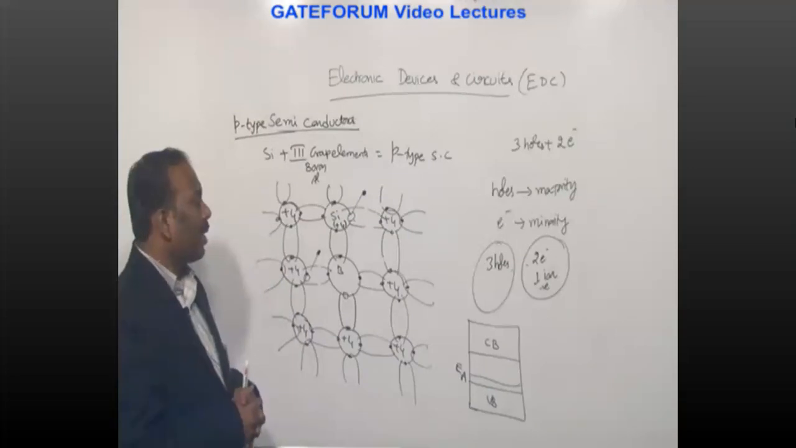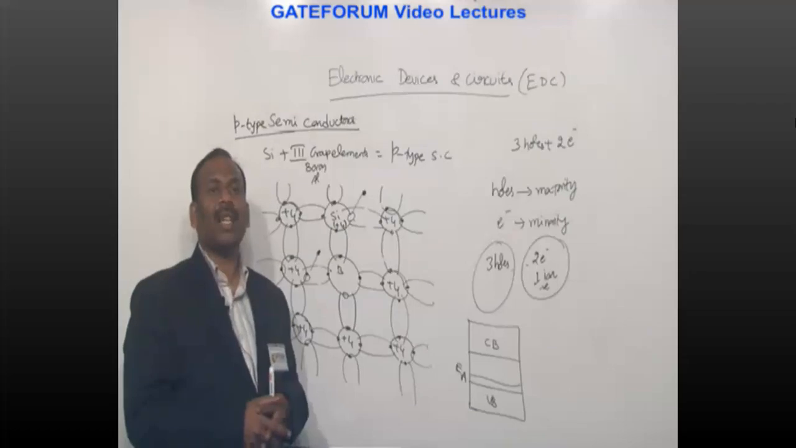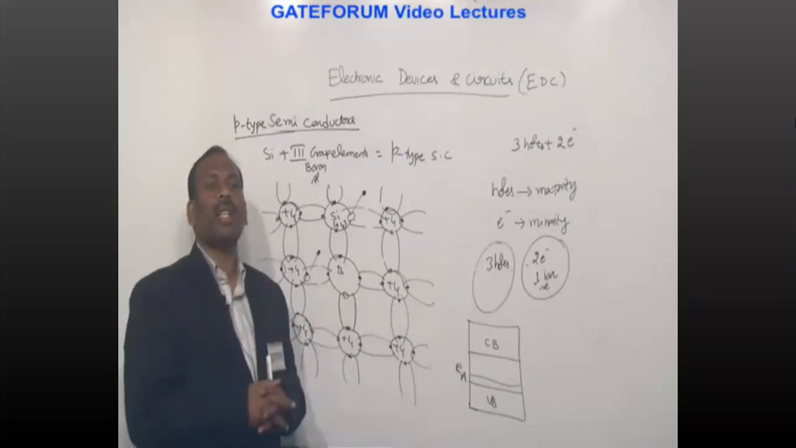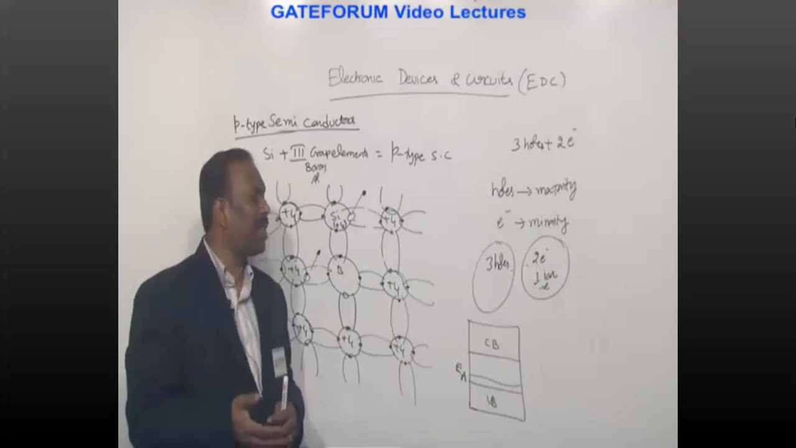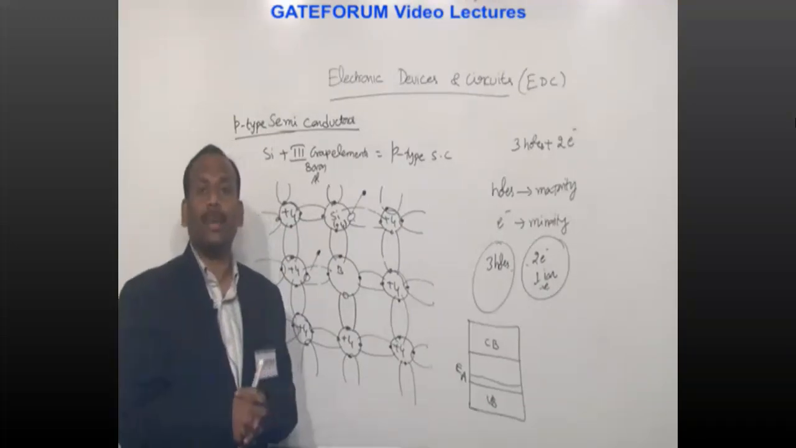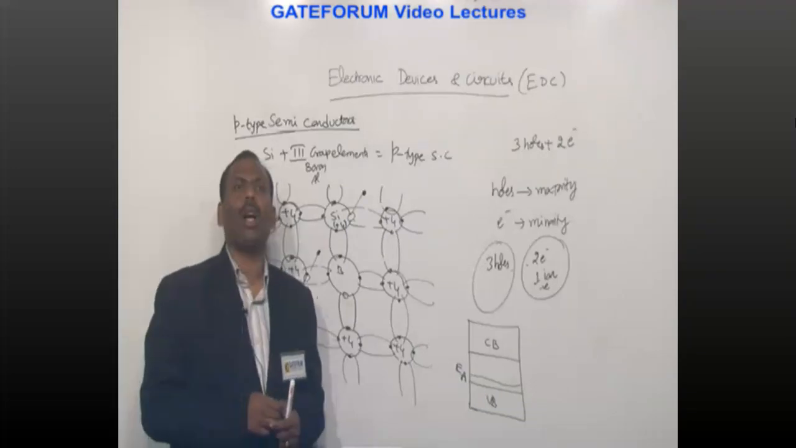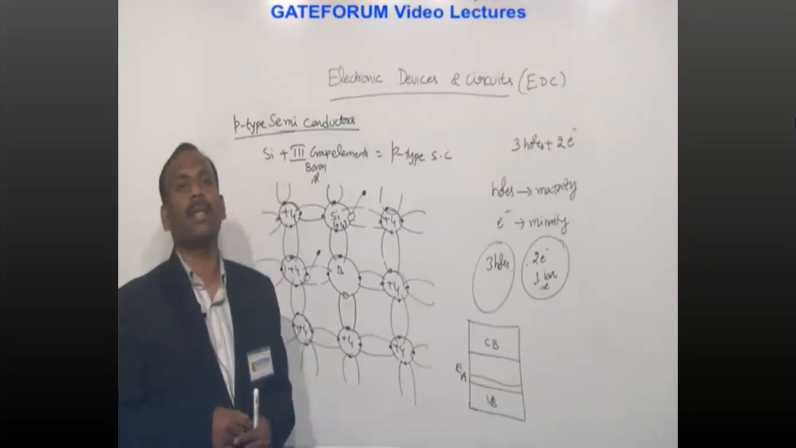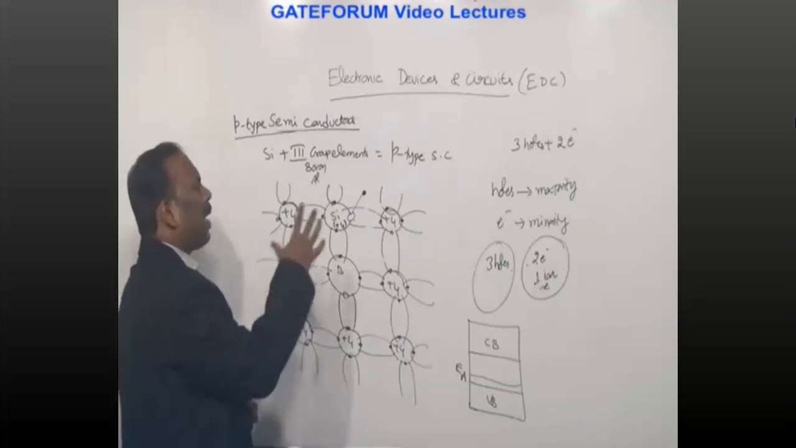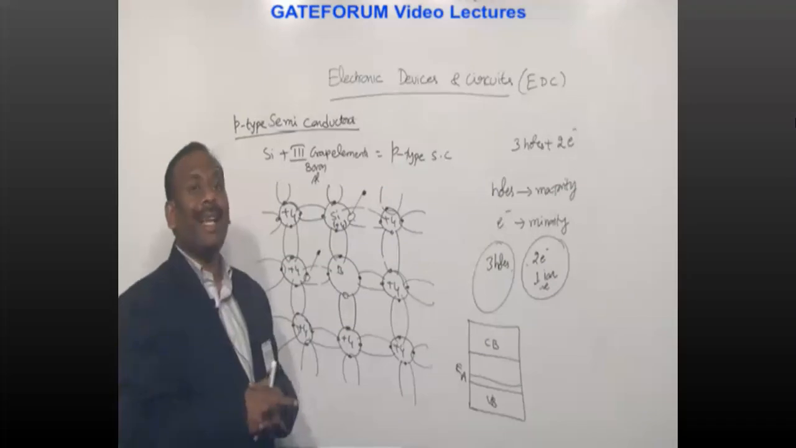Therefore, in a p-type semiconductor, majority charge carriers are holes, electrons are minority charge carriers, and there are ions, so it's electrically neutral. There exists an acceptor energy level just above the valence band. That acceptor energy level equals 0.01 electron volt for germanium and 0.05 electron volt for silicon. Now, there are so many holes, therefore conductivity increases.